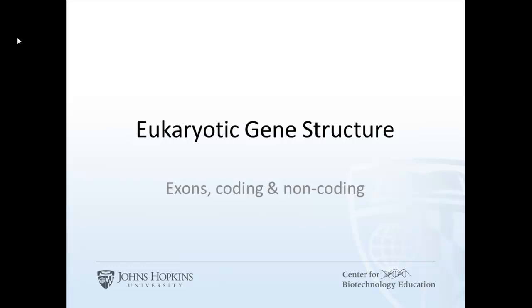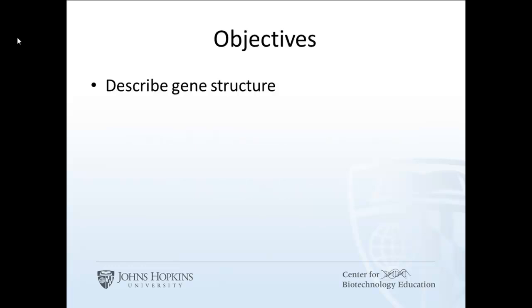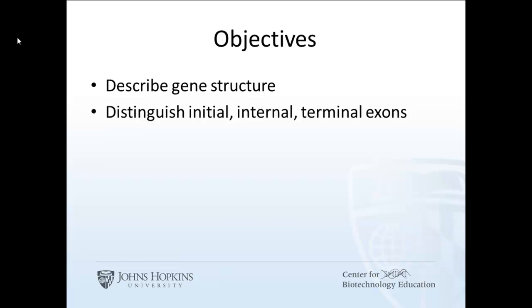We will examine eukaryotic genes in this session, specifically the coding and non-coding regions of exons. Our first objective is to be able to describe what a eukaryotic gene looks like and be able to draw a model. Gene predictors distinguish between initial exons, internal exons, and terminal exons. We should be familiar with those.